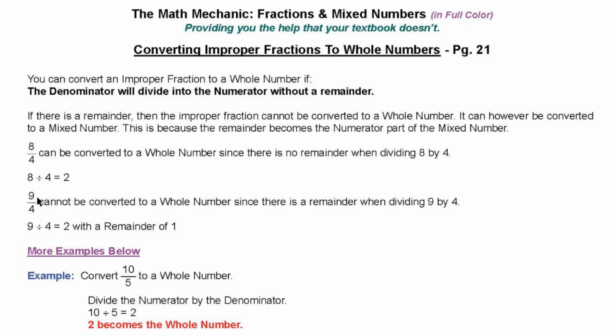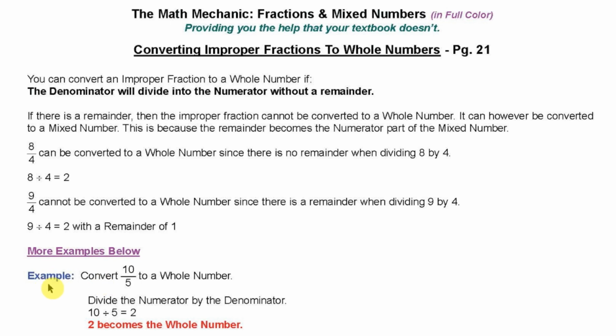The fraction 9/4 cannot be converted to a whole number, since there is a remainder when dividing 9 by 4. So the numerator 9 divided by the denominator 4 equals 2 with a remainder of 1. Since there is a remainder, 9/4 cannot be converted to a whole number.